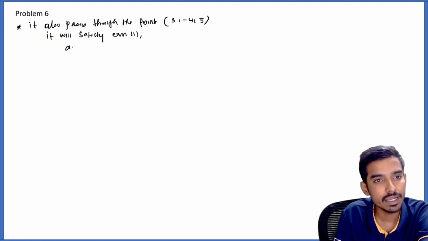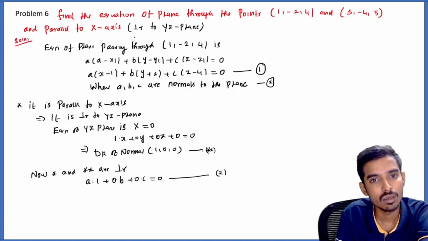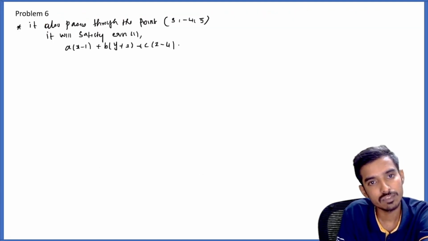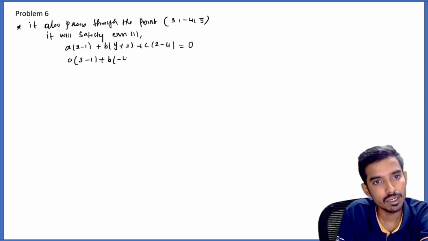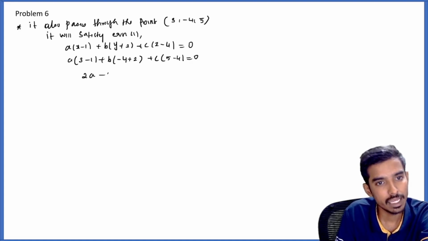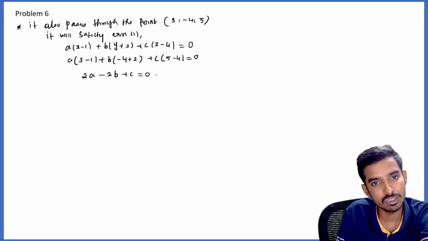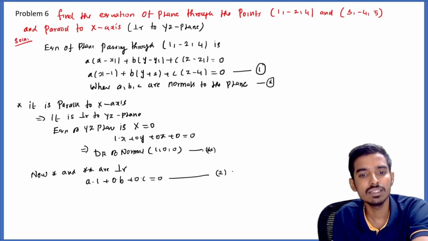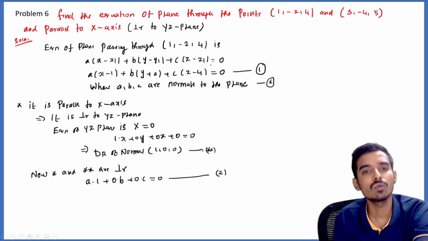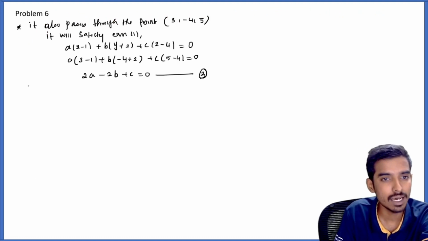So a into x minus 1 plus b into y plus 2 plus c into z minus 4 is equal to 0. Substituting the point: a into 3 minus 1, b into minus 4 plus 2, c into 5 minus 4, is equal to 0. So we have 2a minus 2b plus c is equal to 0. Call this as 3. Now solve 2 and 3. You can find a, b, c. Substitute back in equation number 1. That will give you the required plane.